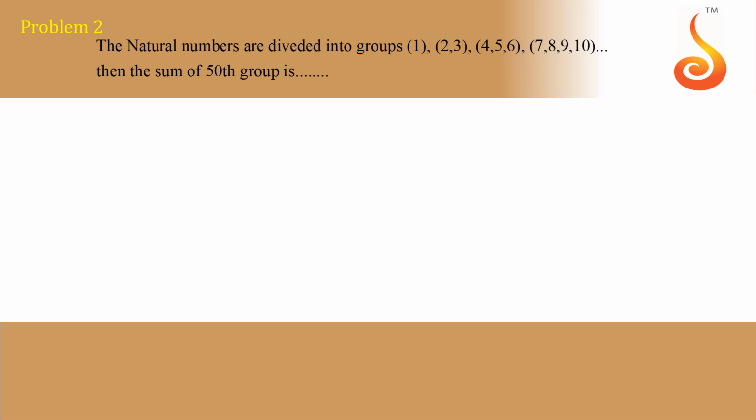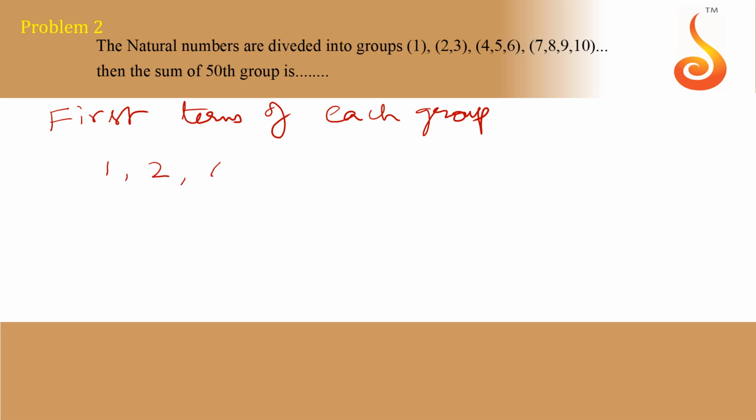So if I write the first terms of each bracket or each group, it is 1, 2, 4, 7, 11. If you observe carefully, while discussing the synopsis, I took this special progression. If you observe carefully, the differences are in arithmetic progression.